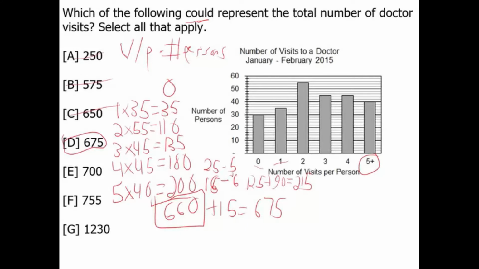Now let's say instead of 5 times, each one of these people went 6 times. So instead of 5 times 40 equals 200, we would have 6 times 40 equals 240. And instead of 660, we would have 700, which is E. So as you see here, the minimum is 660, but anything above that could be the total number of visits, which means possible answers are F and G as well. So the answers to this problem are D, E, F, and G.